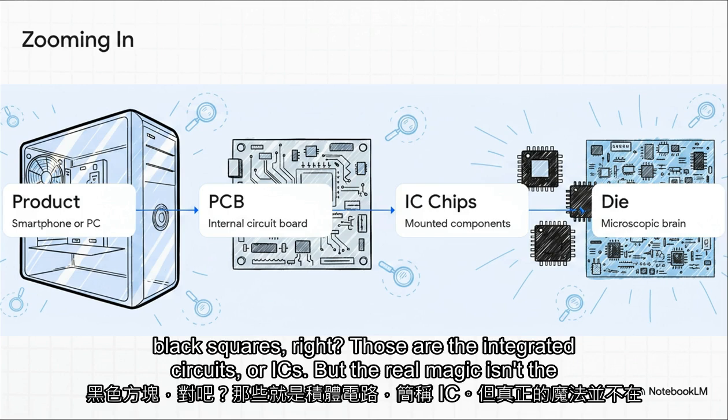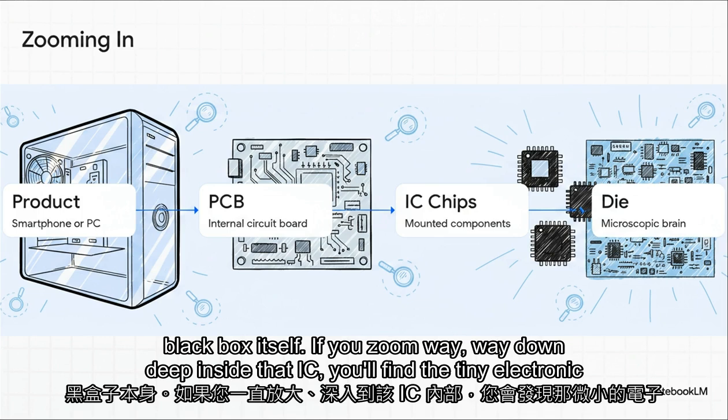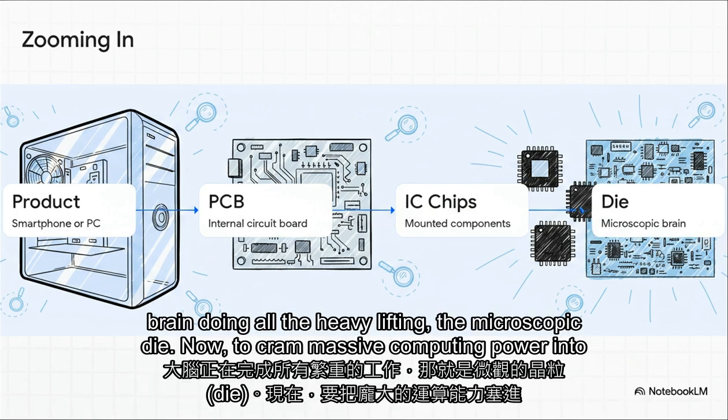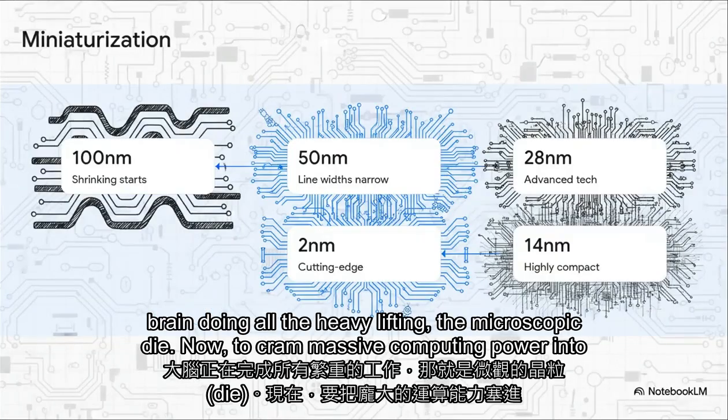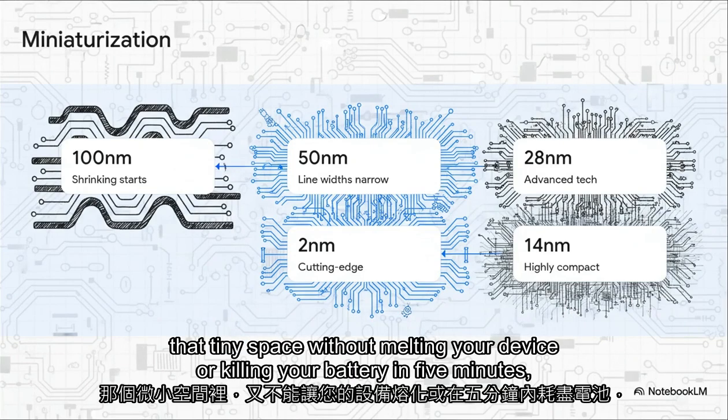Those are the integrated circuits, or ICs. But the real magic isn't the black box itself. If you zoom way, way down deep inside that IC, you'll find the tiny electronic brain doing all the heavy lifting, the microscopic die.